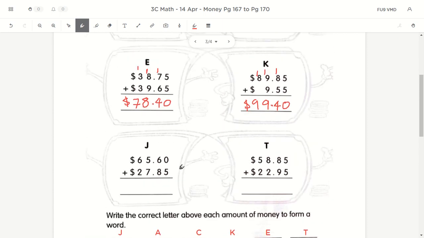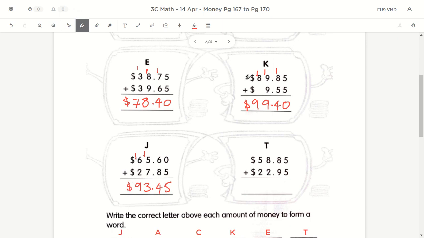And after that, for J, 0, 5, 5. 6, 8 will be 14. Regrouping 1. 1, 5 will be 6. 6 plus 7, 13. Regroup the 1. 1, 6, 7. 7 plus 2, 9. So this will be $93.45.